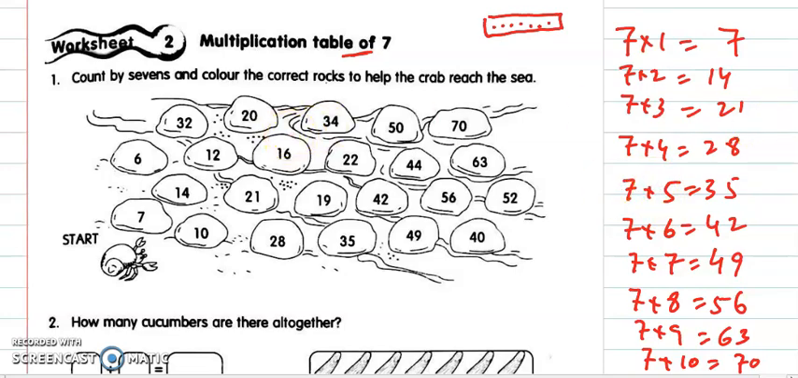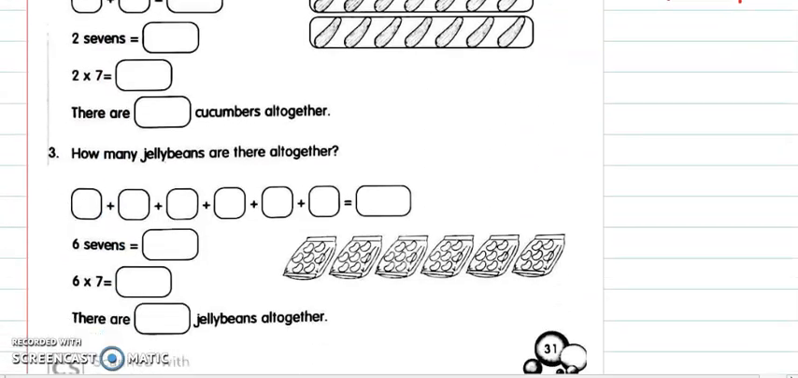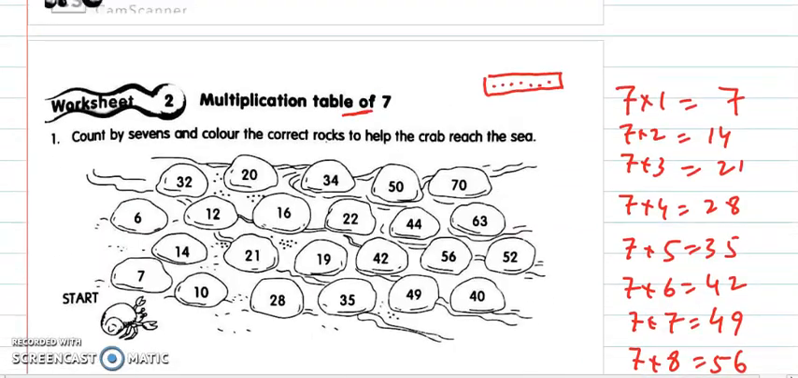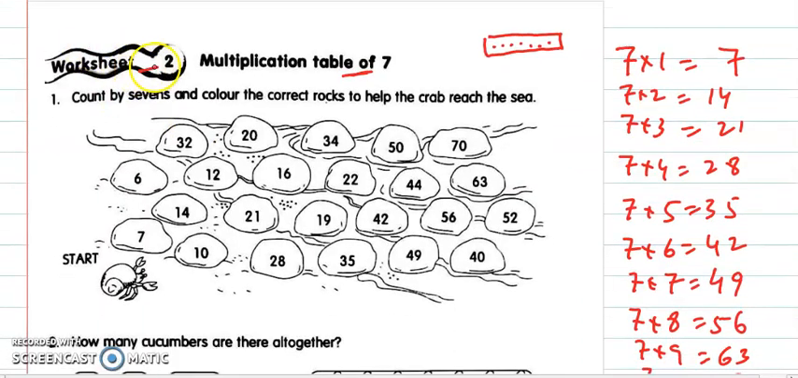So now let's solve activity book page number 31. Right now you can see on your screen it's worksheet number 2 on page number 31. The question says count by sevens and color the correct rocks to help the crab reach the sea. When we count by 7, it means each jump will be of 7. So these numbers will appear in the counting of 7: 7, 14, 21, 28, 35, 42, 49, 56, and 63. These numbers will appear in the counting by 7.